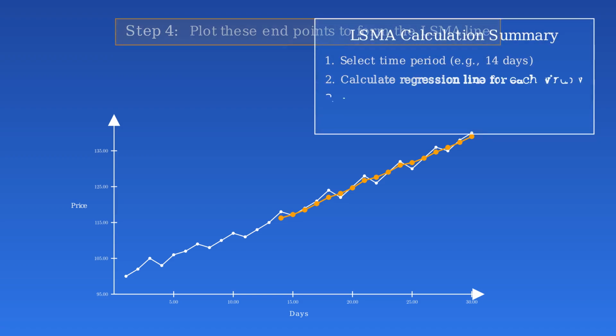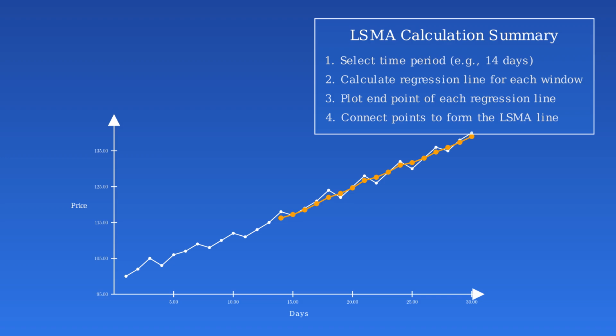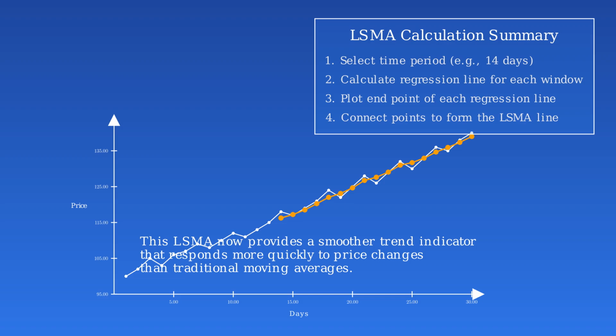To summarize the LSMA calculation process, first, select your time period. Next, calculate regression lines for each time window. Then, plot the endpoint of each regression line. Finally, connect these points to form your LSMA line. The resulting LSMA line provides a smoother trend indicator that responds more quickly to price changes than traditional moving averages.